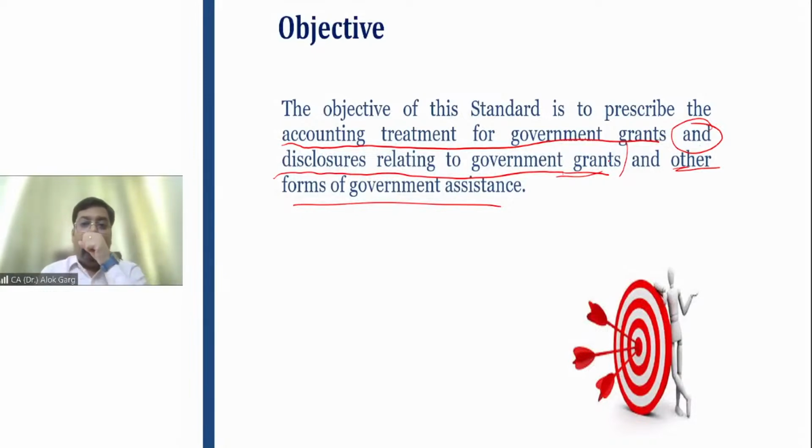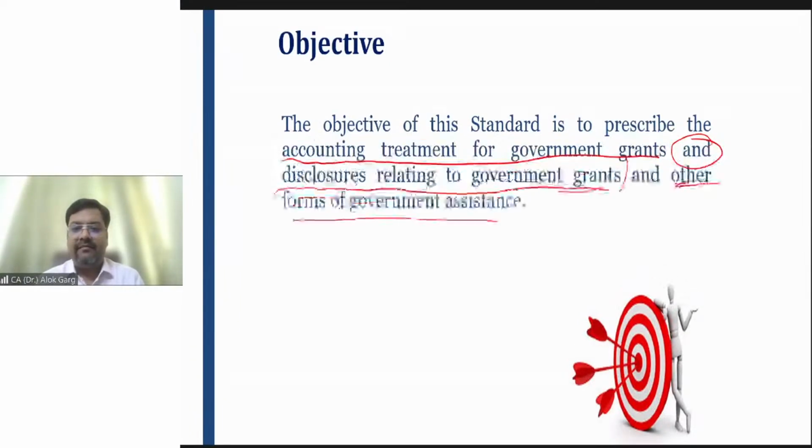Why? Friends, let's take an example. For example, the government has given a land to the company free of cost, right? So can we identify the value of the land? Can we identify what is the value of the grant which the government has given to the company? If the government has given a land free of cost, can we identify that or we cannot identify that?